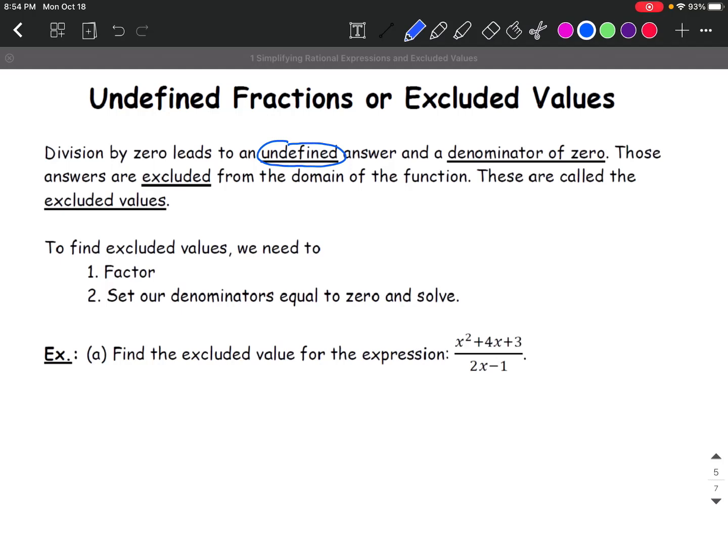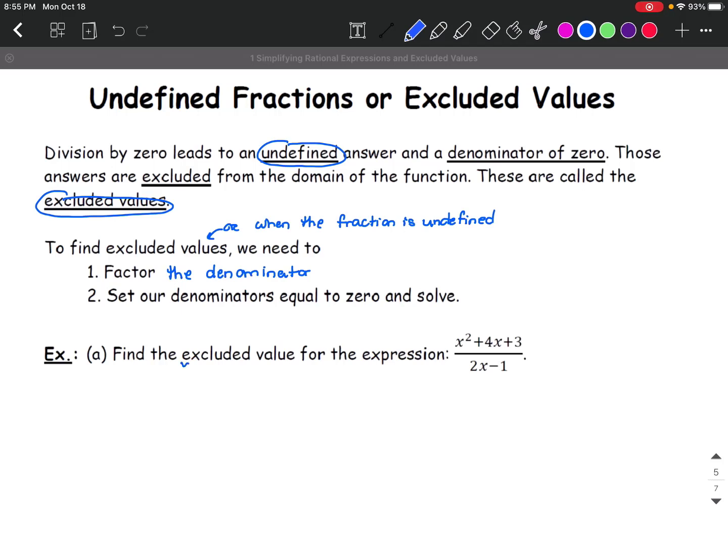So a fraction is undefined when the denominator is 0. And whatever values of x make that denominator 0 are excluded from the domain of the function. Those values are not allowed to be used. They're called excluded values. So to find excluded values, or when the fraction is undefined, factor the denominator if necessary, and we set our denominator equal to 0 and solve. Notice, all I talked about was the denominator. I care nothing about what's in the top. We get to ignore it completely.